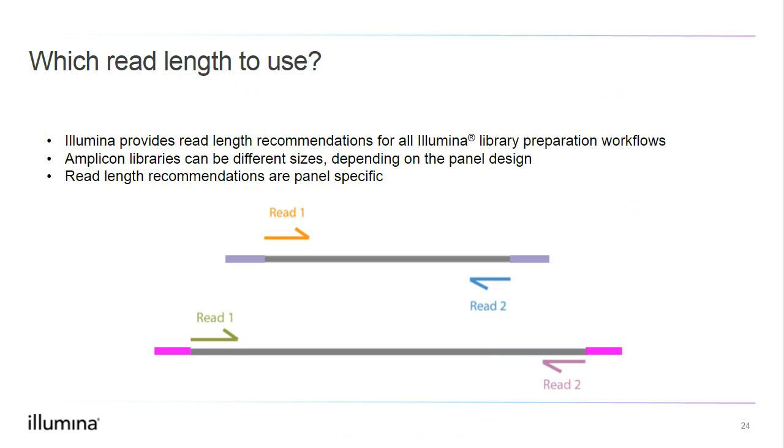When we get to sequencing, we want to ensure that we are using a suitable read length for the libraries. Amplicon libraries can have different sizing depending on how the panel is designed. Longer amplicons will require longer sequencing reads, and shorter amplicons will require shorter sequencing reads. Illumina provides recommended sequencing read lengths for all of our library preparation workflows, and tech support can also provide read length recommendations for other library types as well.